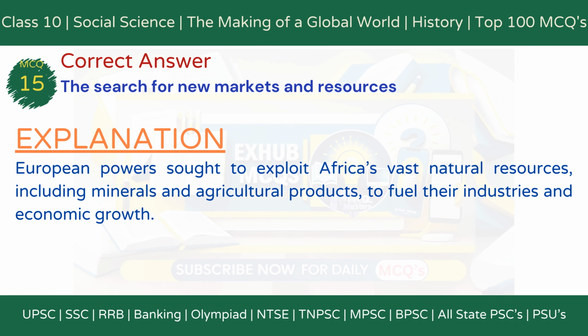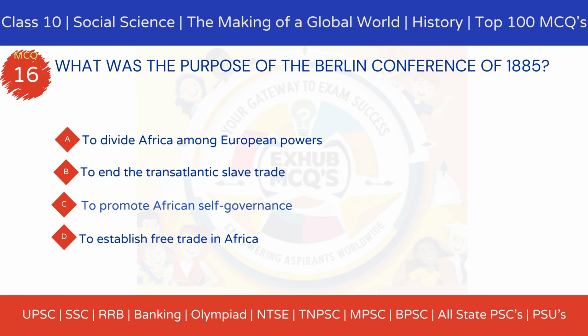The correct answer is option B, the search for new markets and resources. Explanation: European powers sought to exploit Africa's vast natural resources, including minerals and agricultural products, to fuel their industries and economic growth.